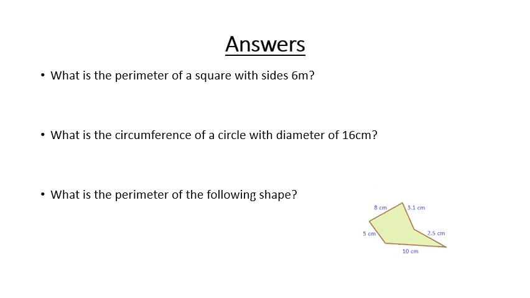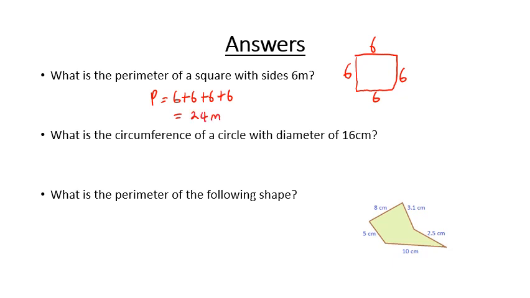Okay, so let's see how you went. The first question says, what is the perimeter of a square with sides of 6 meters? Now we know that in a square, all the sides are the same, all 6 meters. Therefore, our perimeter is going to be 6 plus 6 plus 6 plus 6, which is going to give us an answer of 24 meters.